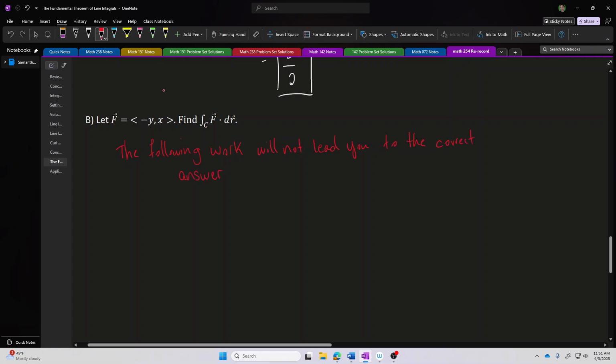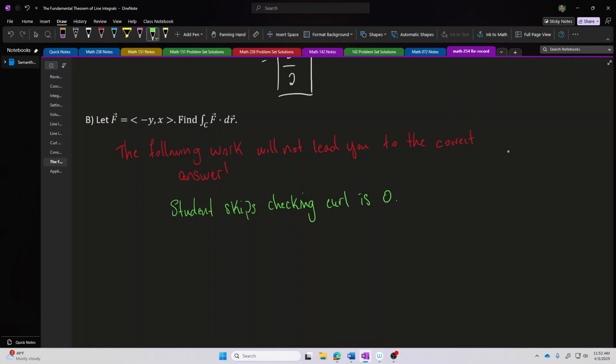I am about to give you a demonstration of work that is not going to bear fruit in this particular problem. So, for example, the student decides, I'm just going to skip the step of checking to see if this vector field is conservative or not. And instead of actually manually checking that the vector field is conservative, they just assume that the vector field is conservative and attempt to find a potential function for this vector field.